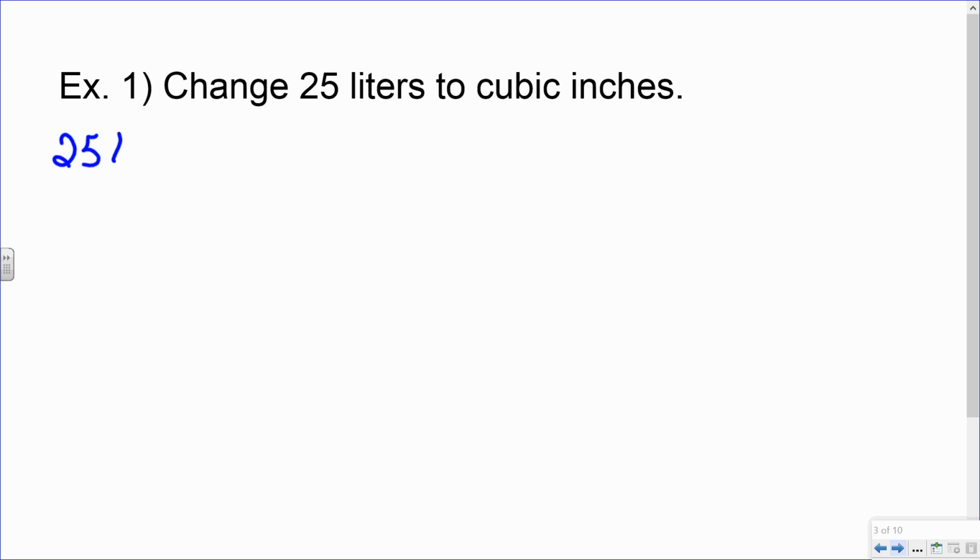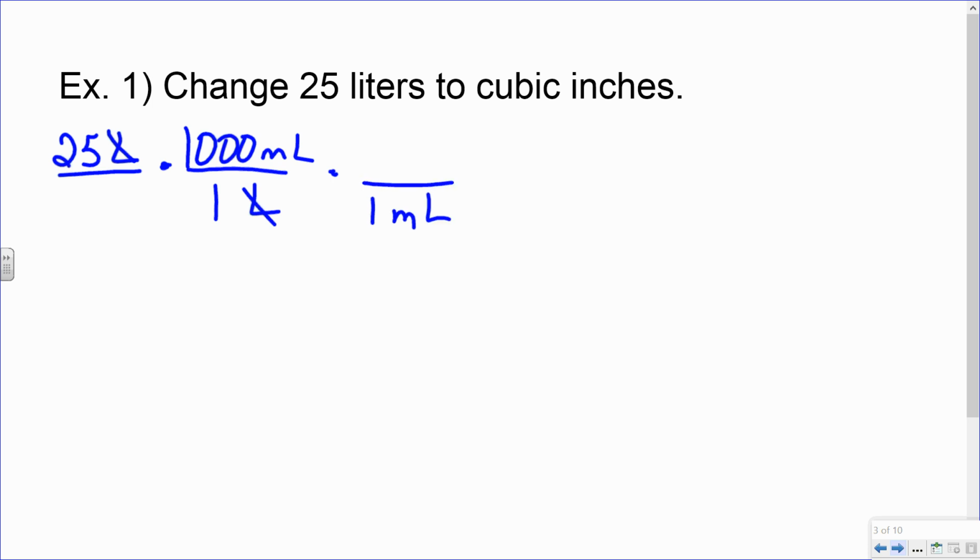So we write down the one that we have to begin with, and that goes in the numerator. Okay, we're going to change that to milliliters, so I need to get rid of liters. And what does this multiplier need to be, Abby? 1,000 what? Okay, so I'm going to put the 1,000 milliliters over 1 liter and mark out the liters. So now I get to use that new multiplier. I can say that 1 milliliter is how much? 1 cubic centimeter.